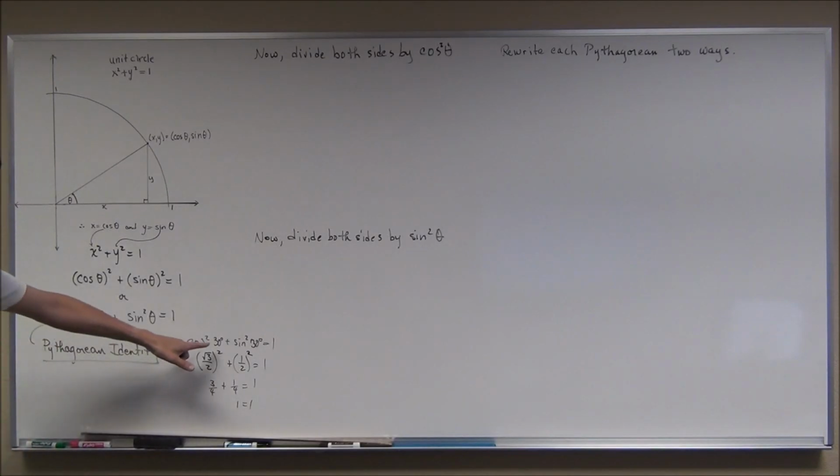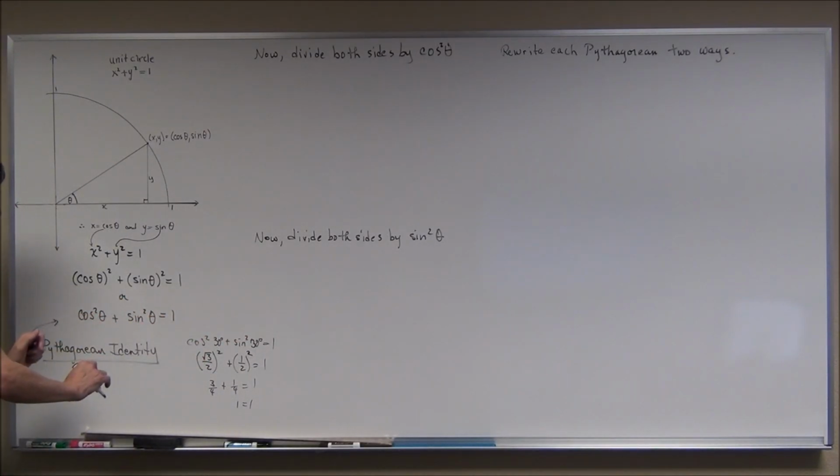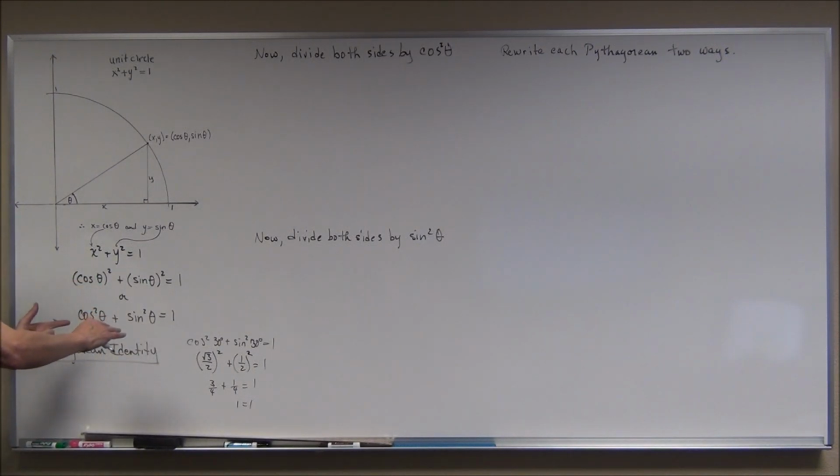See, it's true, and not just for 30 degrees. This is an identity, so this is going to be true for any angle you put in. You just have to put the same angle, you can't put like 30 here and 45 here. It has to be the same angle, same variable. Okay? And that is the first of the Pythagorean identities.